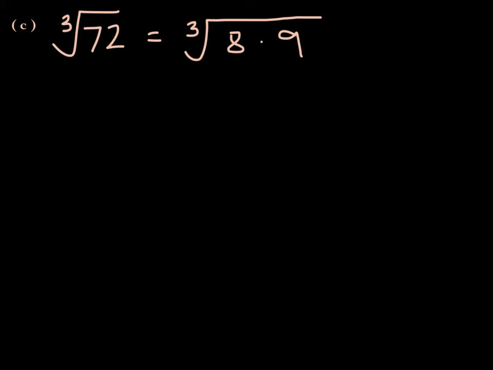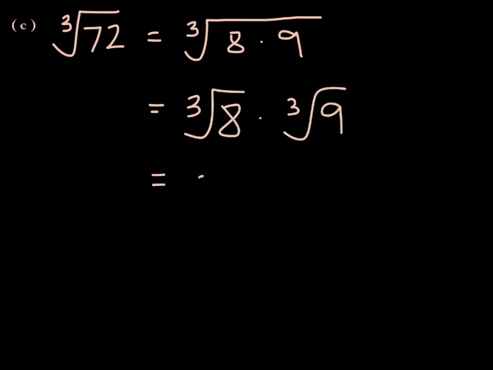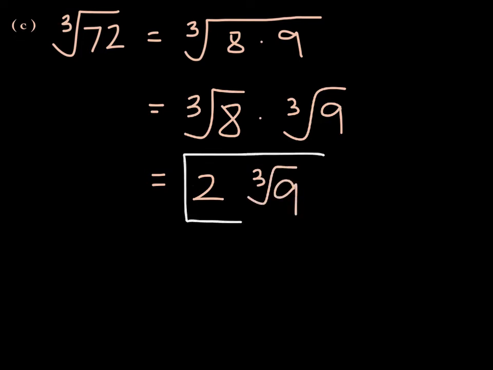So then the product rule says, well, this will be equivalent to the cube root of 8 times the cube root of 9, which is 2 times the cube root of 9. So you want to be really smart, really clever about how you choose to rewrite the radicand.